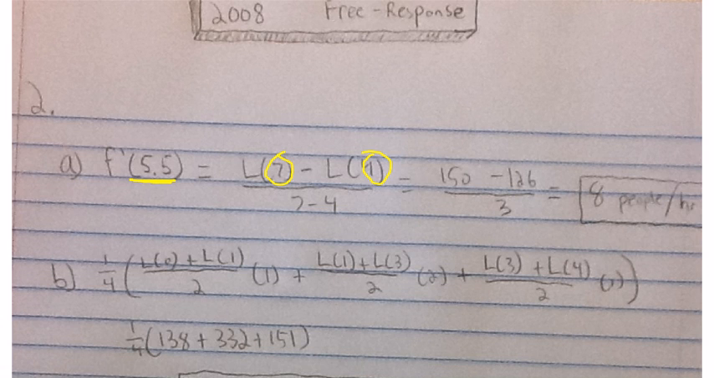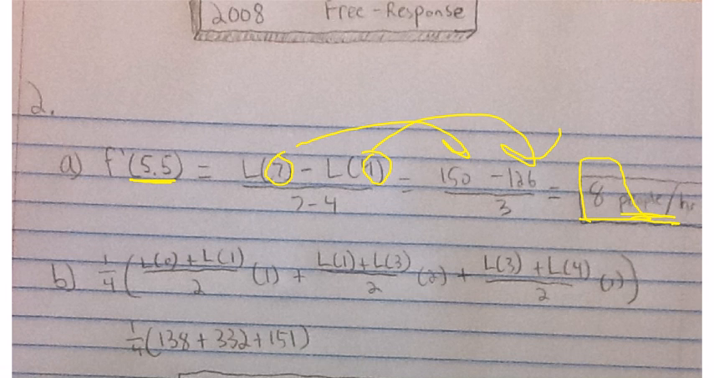So just like you've been doing all year, you're going to do L of 7 minus L of 4 over 7 minus 4. You learned that probably the first few months of school and it comes back. You just input the values as such, and you get 8. And don't forget your units, people per hour.